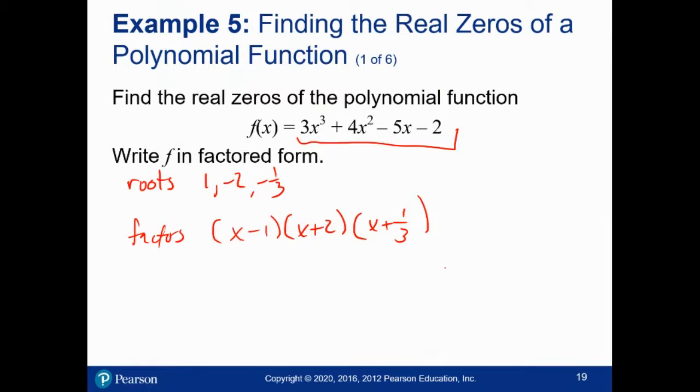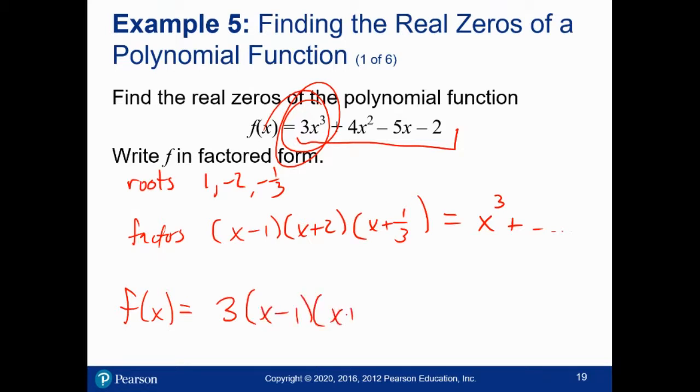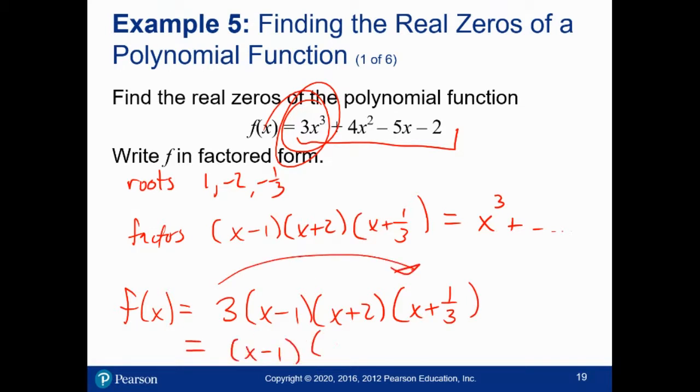The reason is, if you multiplied all of this out, you'd get an x cubed and then a bunch of stuff, but I don't want x cubed, I want 3x cubed, which means f of x can be factored, but I need to put an extra 3 out in front of that whole thing. And some of you might now say, well, let's take that 3 and multiply it in here, because then I don't have any ugly fractions to look at, and that's how most people would do it. And there's the factored form of f.